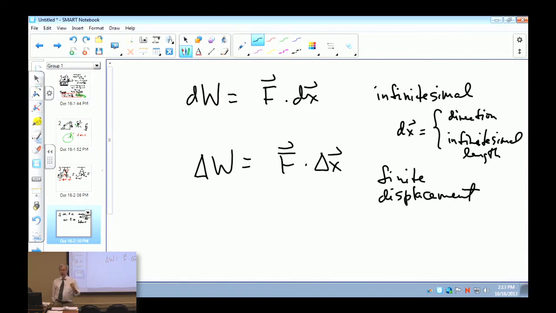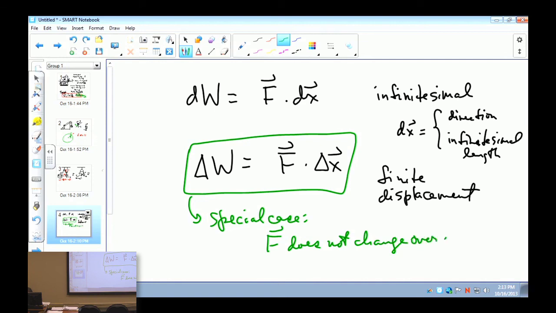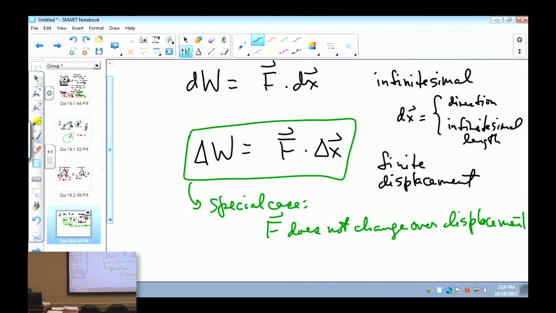This expression is the work done by a constant force, that is a force that doesn't depend on x. So the latter expression is not as general. This is for a special case. F does not change over the displacement. So the upper expression is the beginning of a more general expression. How would I calculate the work done if the force is changing?